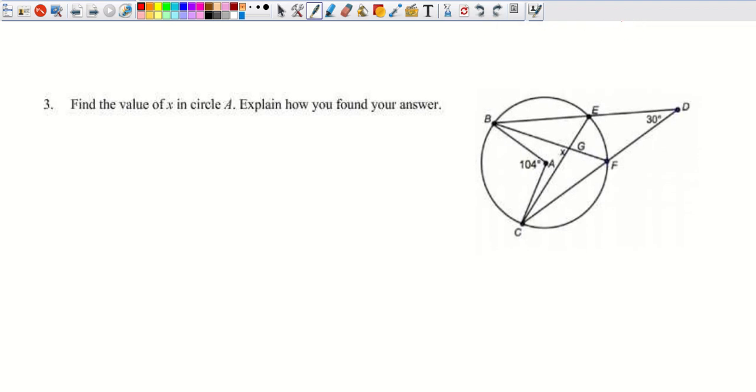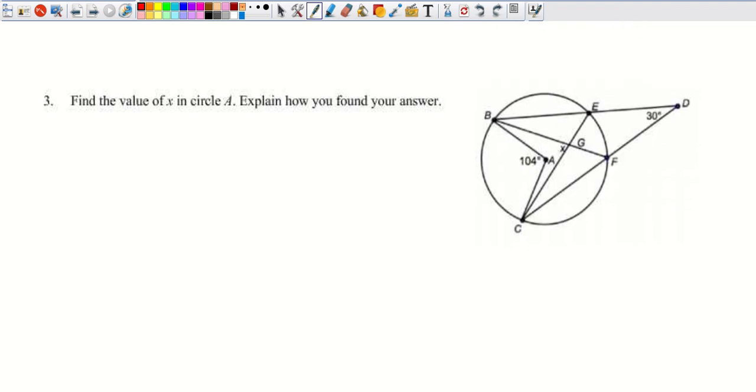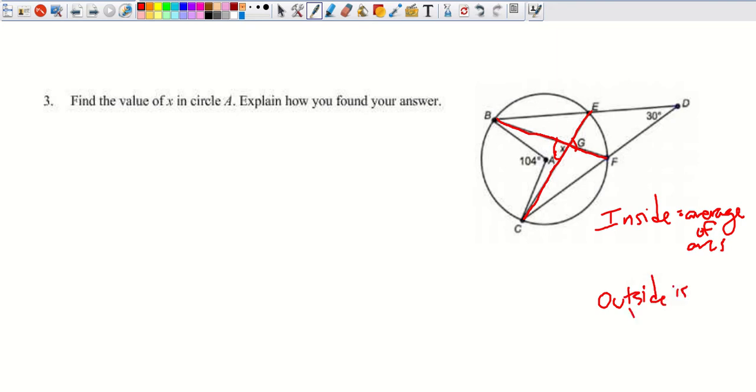All right, number 3, find the value of x in circle A and explain how you found your answer. So to get x, which is formed by these two chords crossing in the circle, anytime we have an angle inside the circle, remember that means it's the average of the arcs. And if it's outside the circle, remember our saying: outside is different. So we are going to subtract and take half.